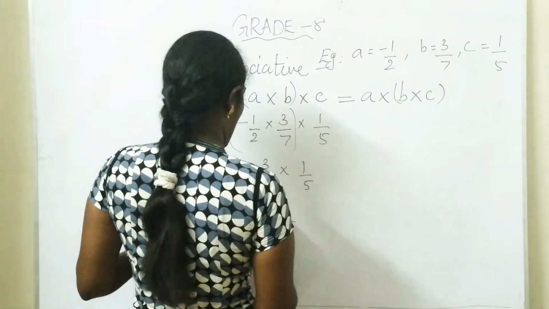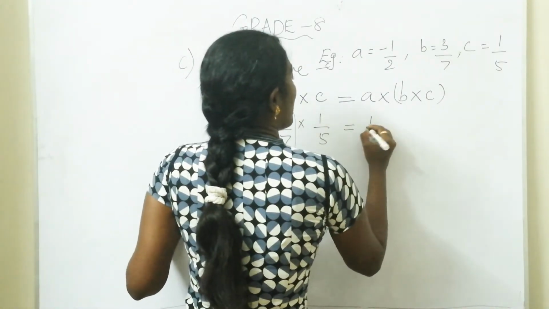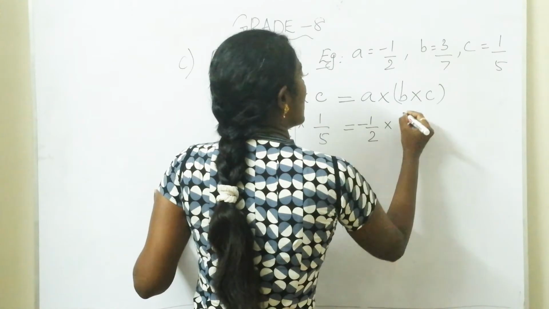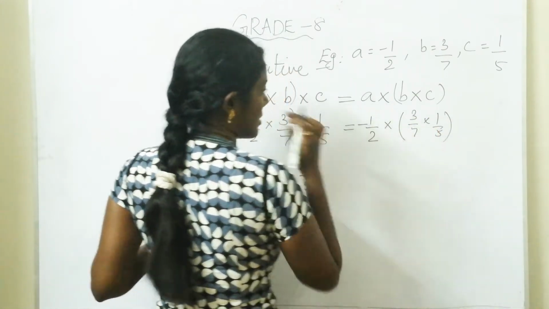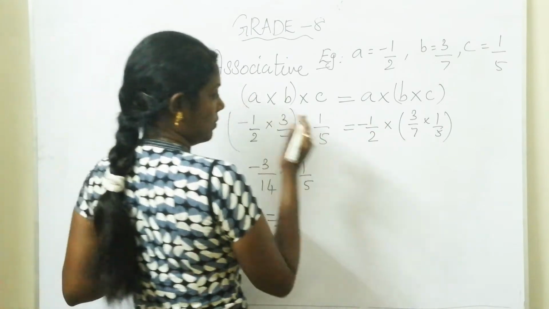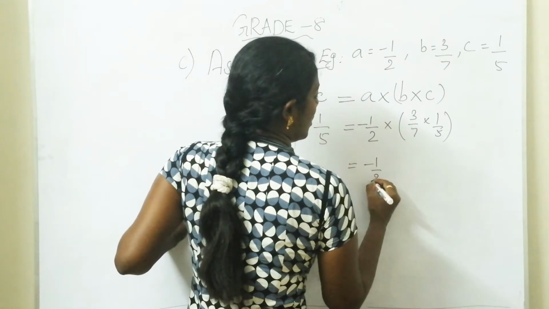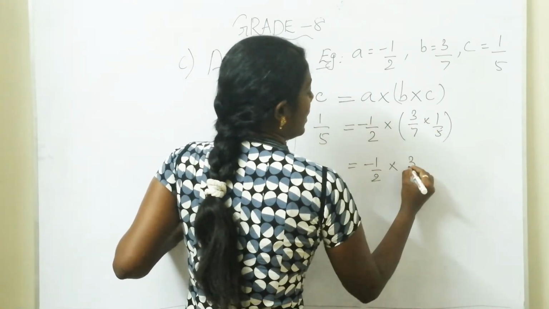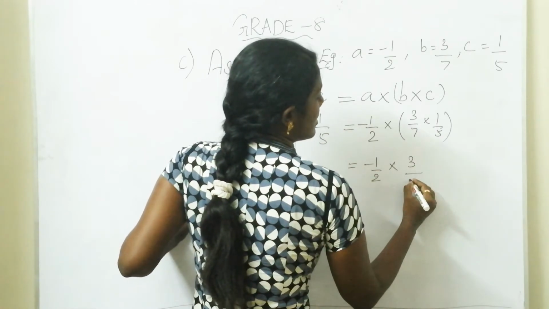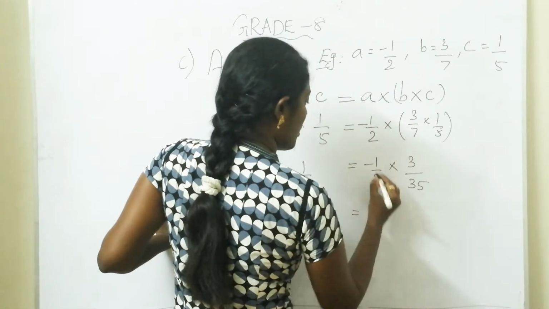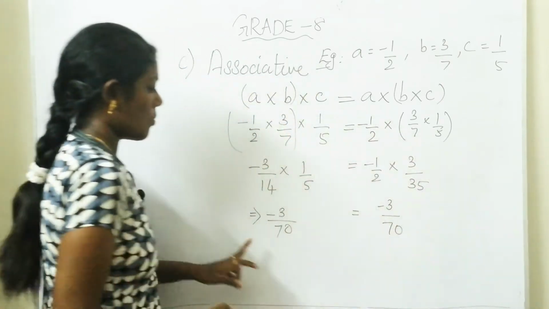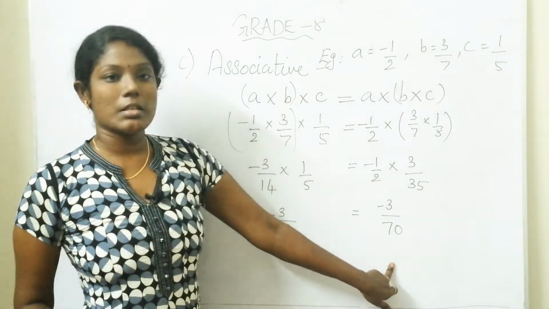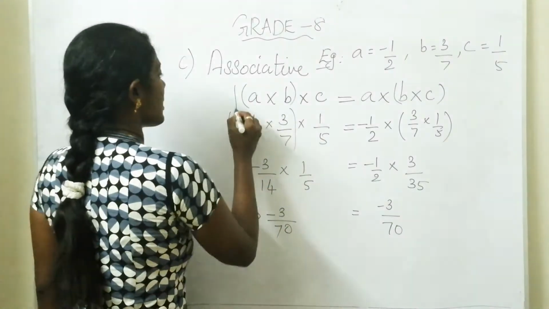Now I am going to check with my RHS. Minus 1 by 2 into 3 by 7 into 1 by 5. First, whatever is inside the grouping, I am going to check it. 3 ones are 3, 7 fives are 35. Minus 3, 2 into 35 is 70. So minus 3 by 70, minus 3 by 70 gives me the exact answer.